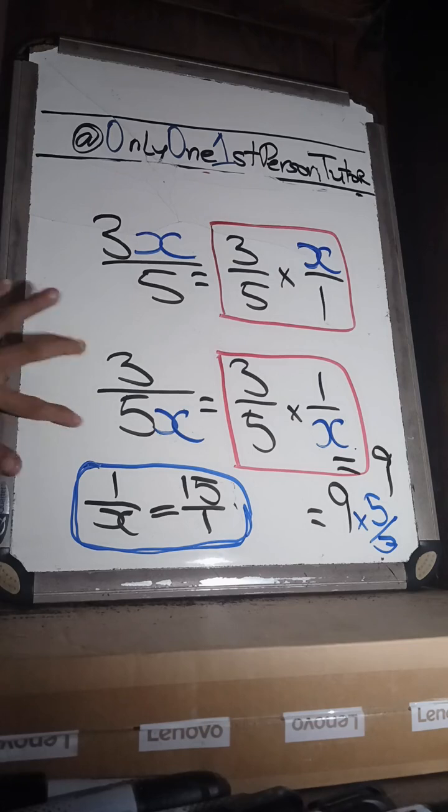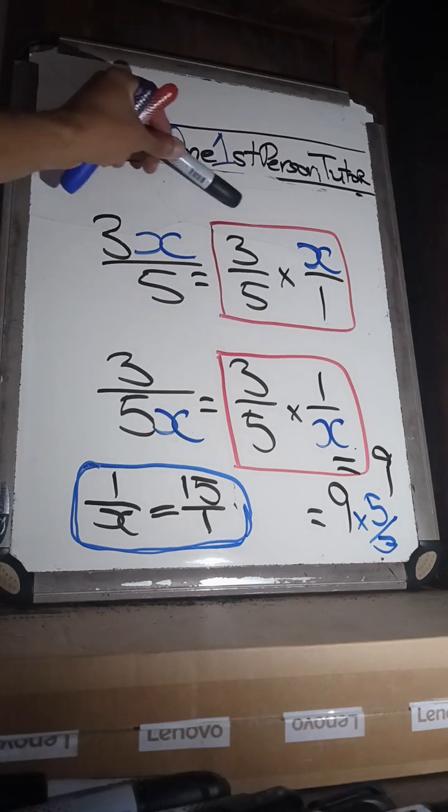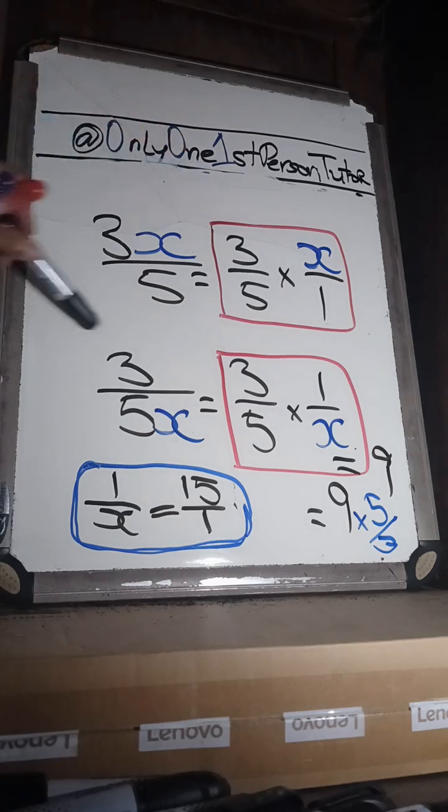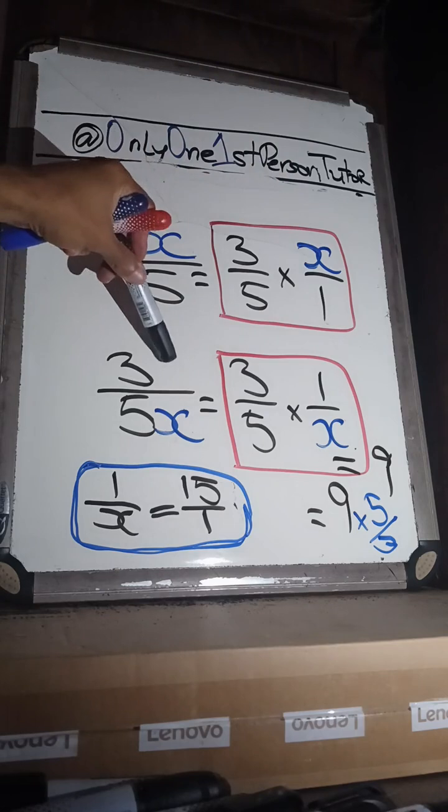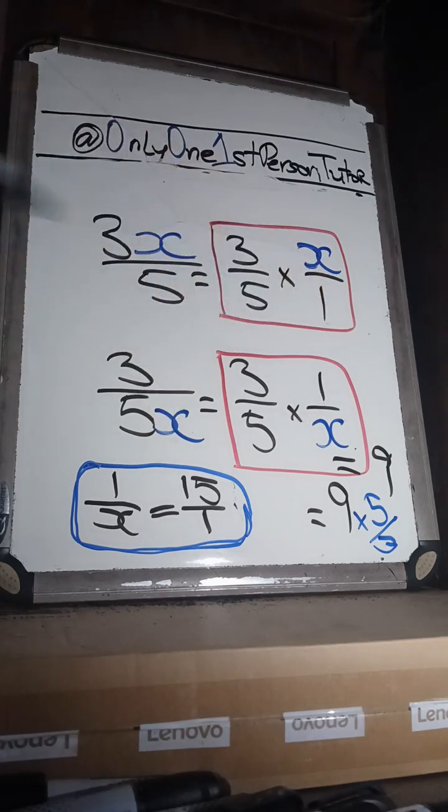So this one we have to be careful of. We have to be careful of that one. Because again, this one is fairly straightforward, but this one has an extra step to it. Alright? X over 1, 1/x.